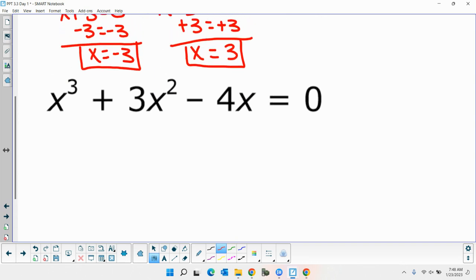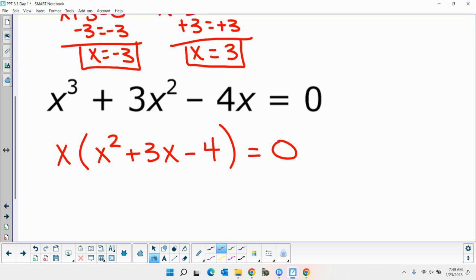All right, this one, solve by factoring. Is there a GCF? Yeah, it's x, right? So we're going to factor out the x. And then we divide it into each of the three terms. X cubed divided by x is x squared. 3x squared divided by x is 3x. And negative 4x divided by x is negative 4.